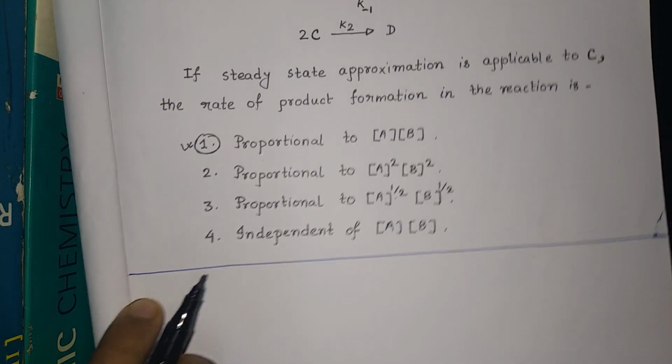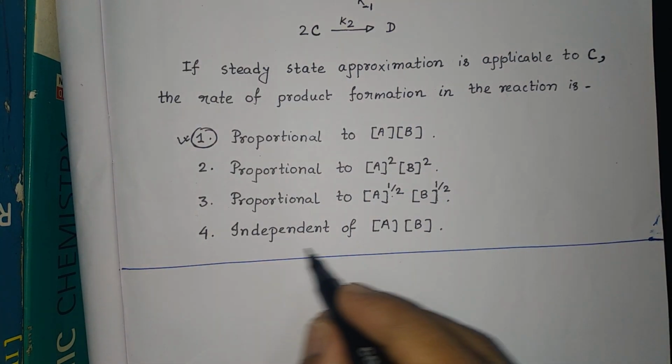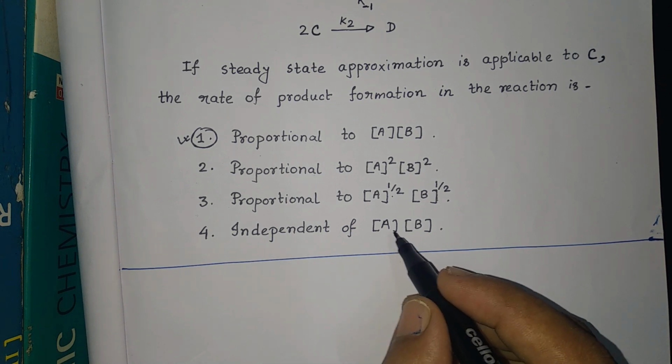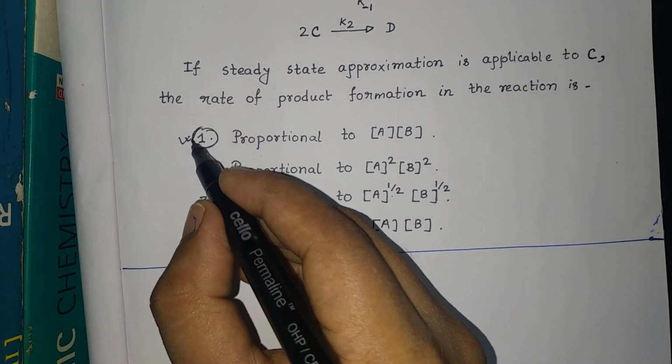So guys, you can see here, among these 4 options, here A square is there, here the power half is there, and here independence is shown. But actually the correct answer is proportional to A into B. So therefore option number 1 is the correct answer.